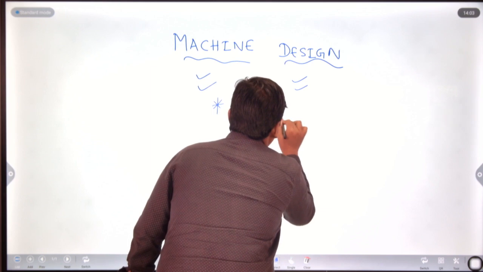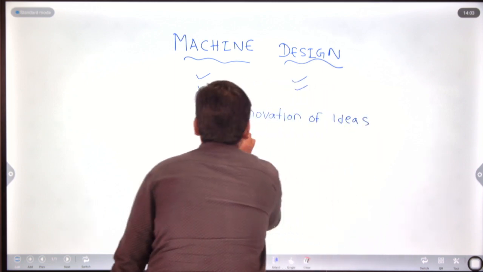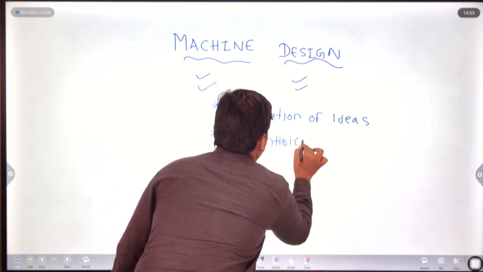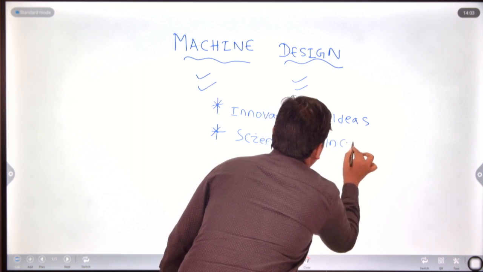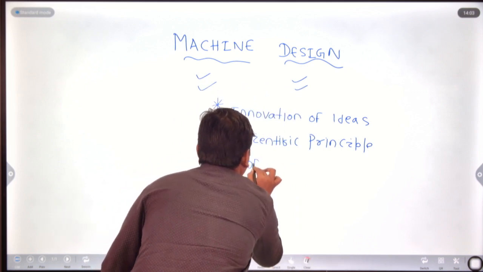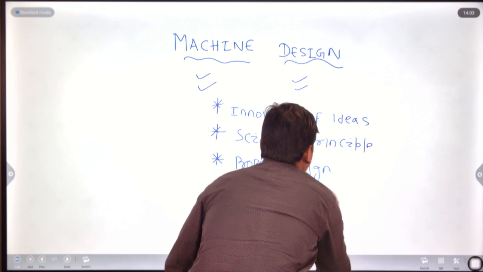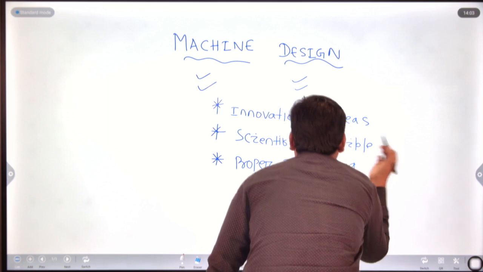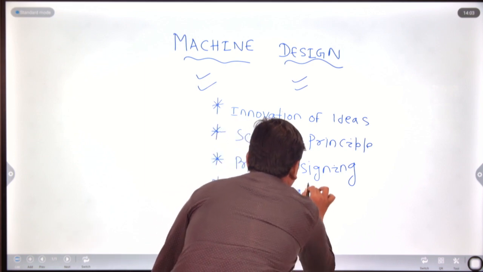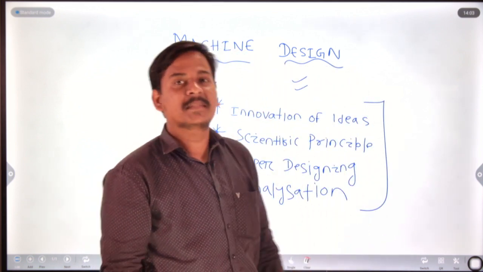Innovation of ideas, scientific principle, proper designing and analyzing. This overall study is known as machine design.